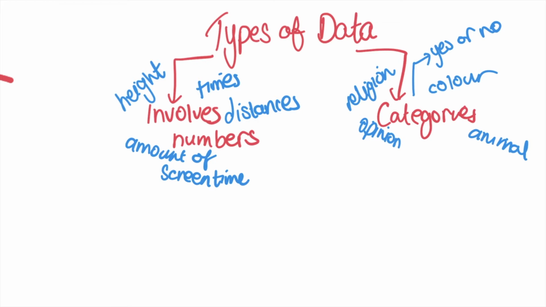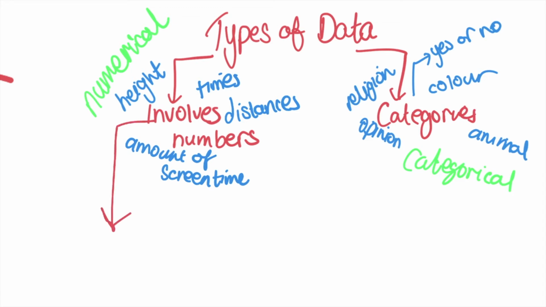So if you haven't figured already, the two main types of data are labeled like this: numerical, to do with numbers, and categorical. But in Year 7, we actually look at two special types of numerical data. The first type we look at is data that can be measured.